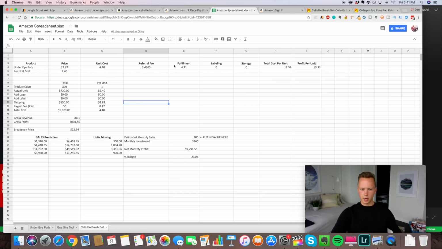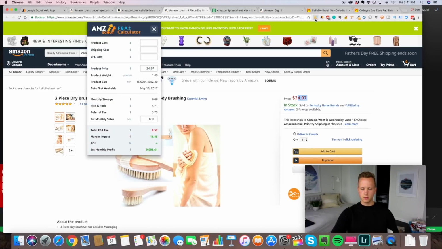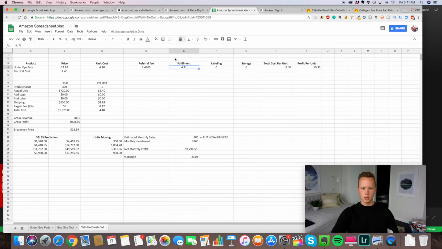The fulfillment fee is a little bit higher on this one. It's $4.71. As you can see, I got that from here, so with the AMZ Scout Chrome extension, and that brings us to a profit per unit about $10.33. And as you can see, if you're selling 900 a month of this product, you're making about $9,300 in monthly profit.